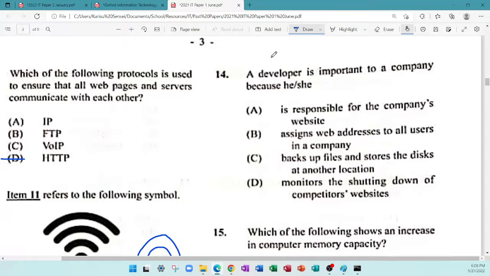Question 14: a developer is important to a company because he or she is responsible for the company's website. Good. So he does not give a web address to all users, he does not back up files, and he does not shut down competitors' websites.